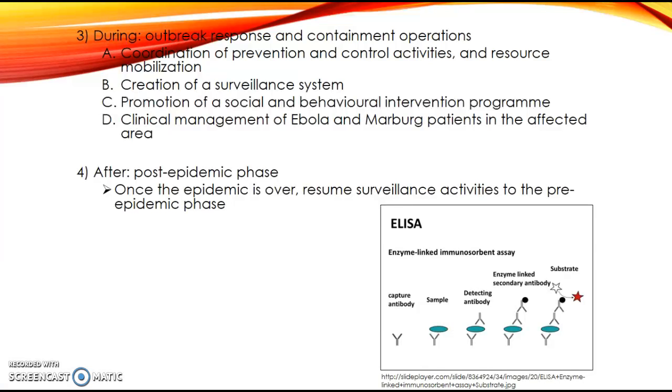Now, the fourth stage is what happens after an outbreak. It is the post-epidemic phase. Basically, once the epidemic is over, surveillance is resumed, just like those that took place in the pre-epidemic phase.